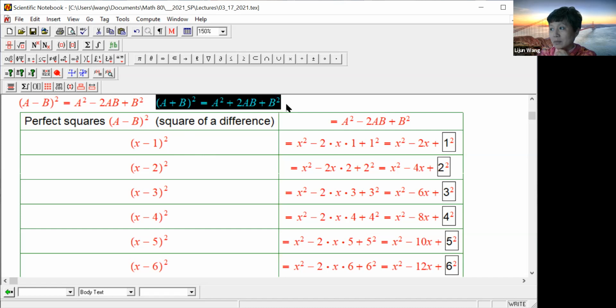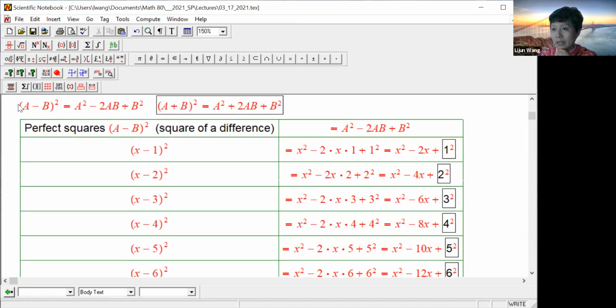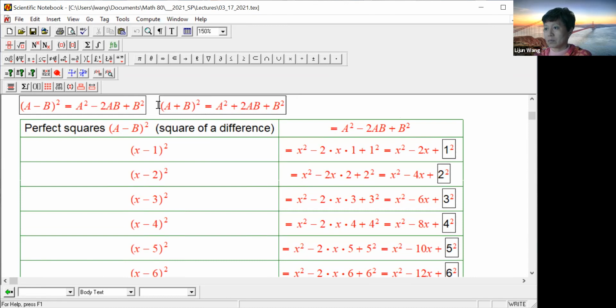When I was a student, I liked to memorize these formulas. I don't know if this will work for you. I like to memorize these two formulas by just one simple form. This is a plus minus and this is plus minus. Everything else stays the same.